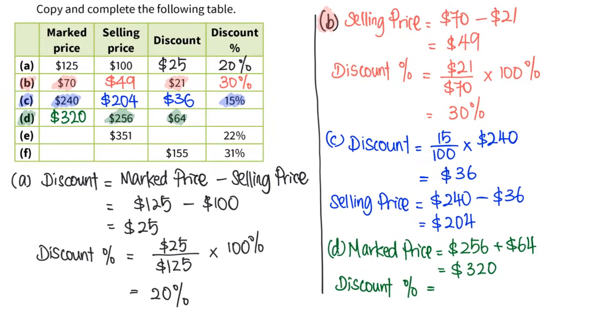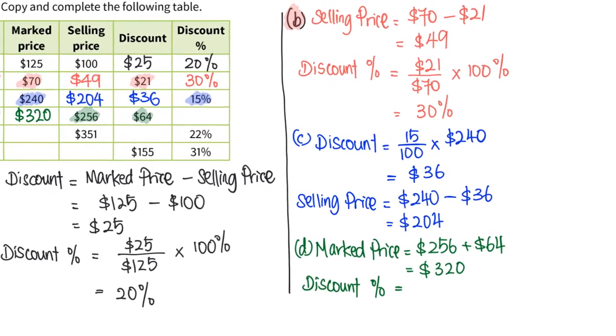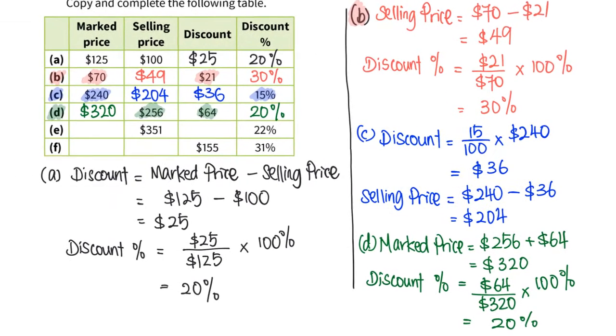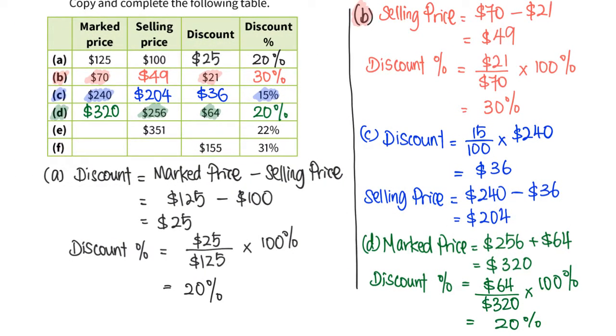Let me create some space. 64 over the mark price of $320 times 100%. That will give me 20% discount. And we are more or less finishing already.